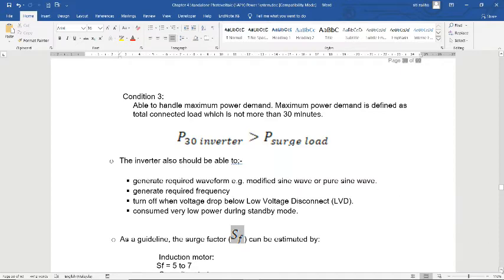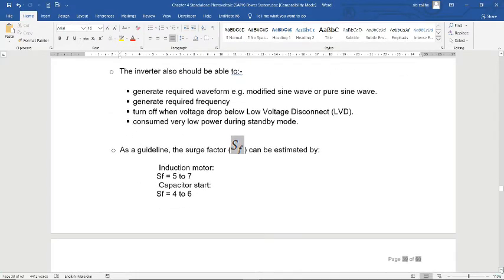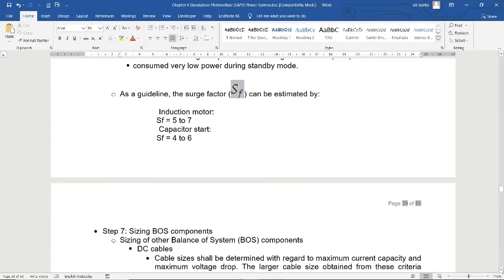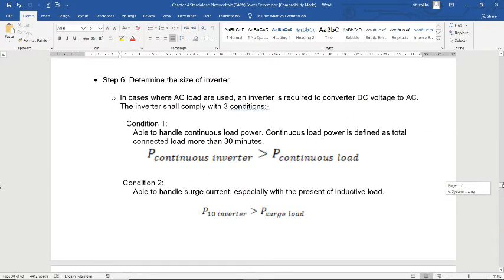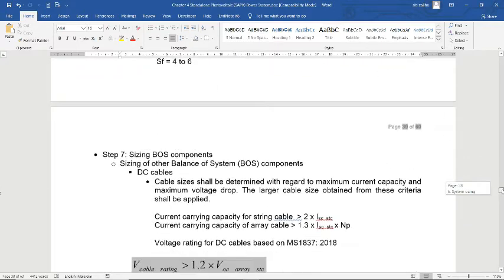So for surge factor, as a guideline, how to know the surge factor. Let's say the load is an induction motor, so you can assume a surge factor between 5 to 7. If it's a capacitor type, the surge factor is between 4 to 6. Okay, that is for determining the size of the inverter.